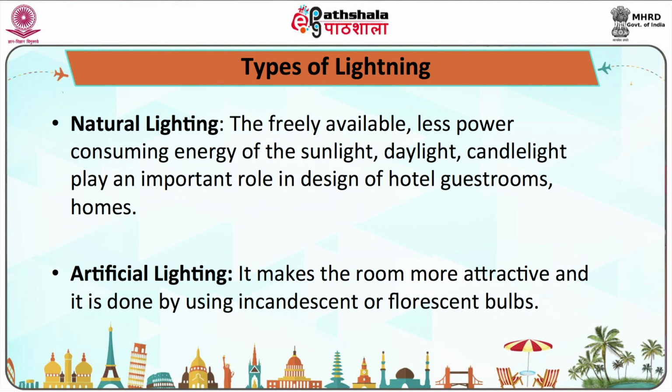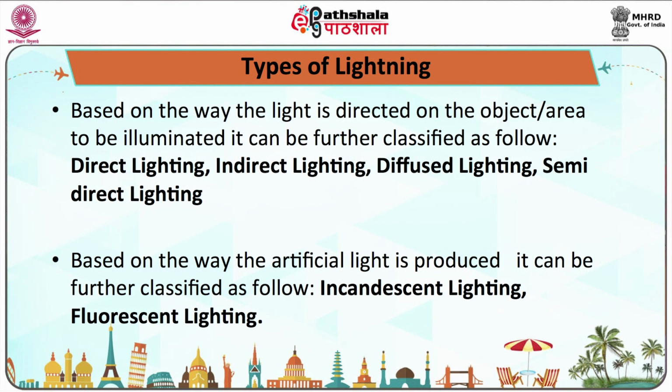Friends, artificial lighting makes the room more attractive and is done by using incandescent or fluorescent bulbs. Based on the way the light is directed on the object or area to be illuminated, it can be further classified, say for example, direct, indirect, diffused, semi-direct and so on. Based on the way the artificial light is produced, it can be further classified as incandescent lighting or fluorescent lighting.